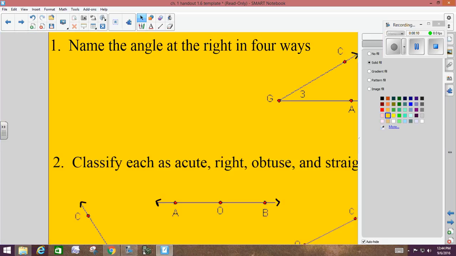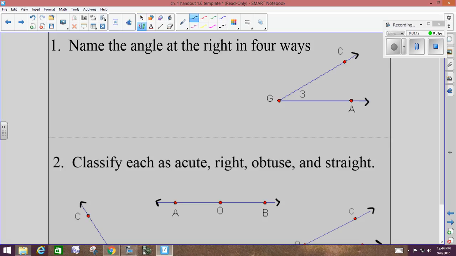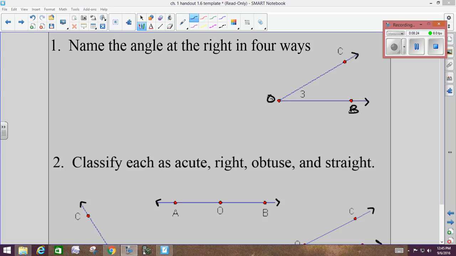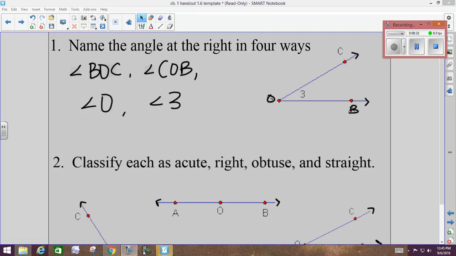Example 1. You're going to have to fix yours. Well, just add to it. Put a number 3 in the interior of that angle for me. And then go ahead and name that angle 4 different ways. Got a name for me? Got another one? Got another one? Excellent. Angle BOC, angle COB.